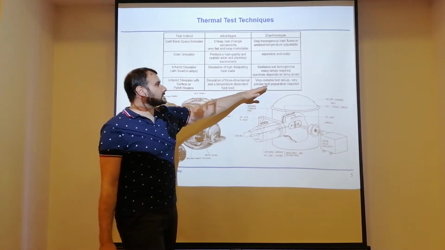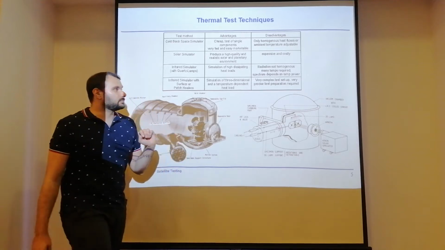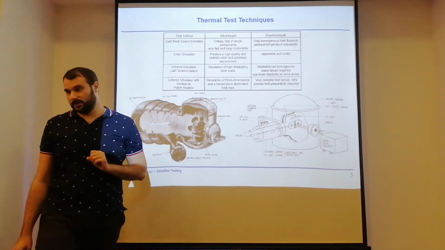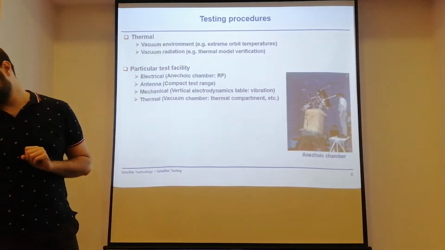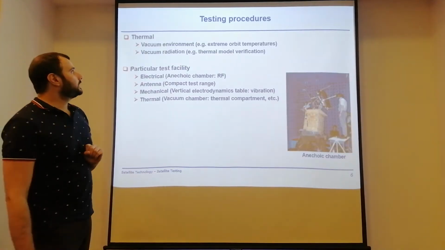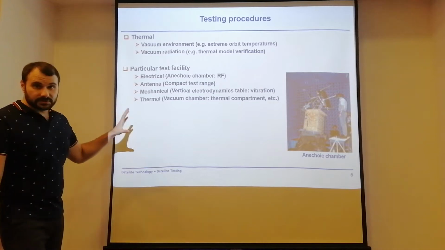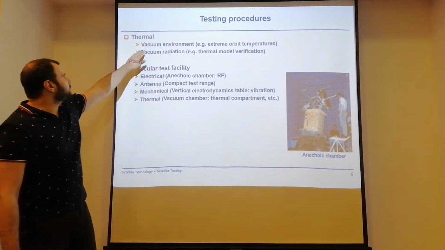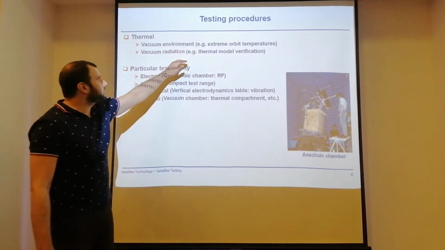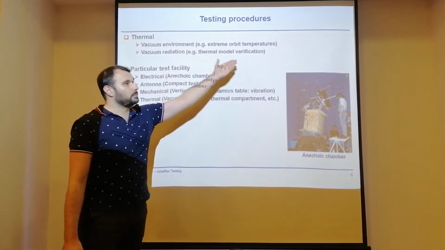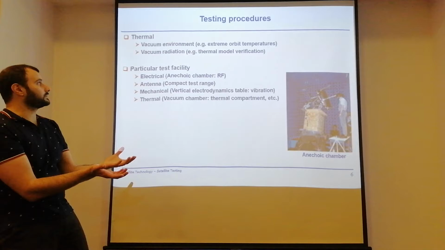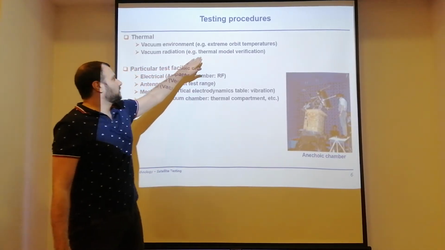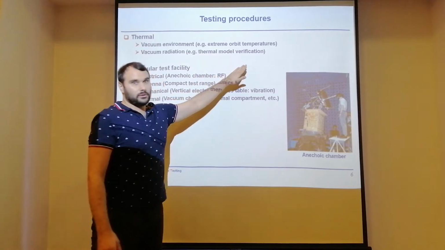This is a very complex test setup, and it needs a very precise test preparation in order to be successful there. As for the testing procedures, for the thermal test, we usually go for the vacuum environment. So we want to have extreme orbit temperatures to be simulated first. And we want to have the vacuum radiation. So this is to verify the thermal model.